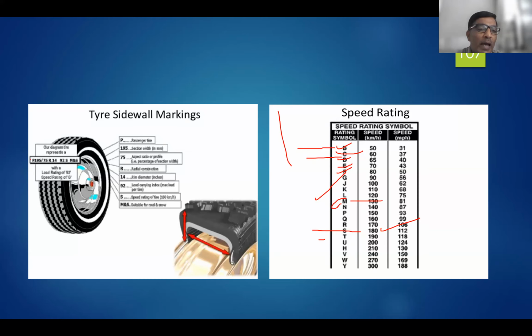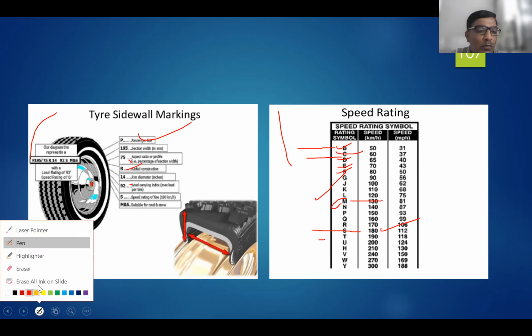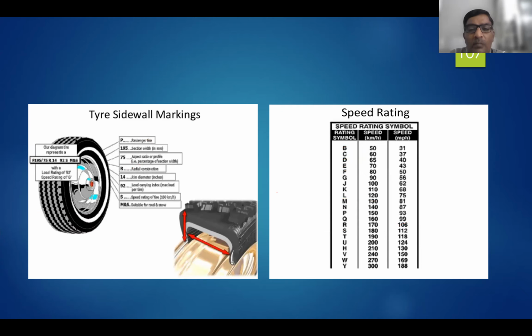So you should know that P is for a passenger tire. Again here, this R, you should know is related to the radial tire. Again this M and S is mentioned as suitable for mud and snow, so it is suitable for both types of road. At least some of the ratings you should know, not all, but that is required.